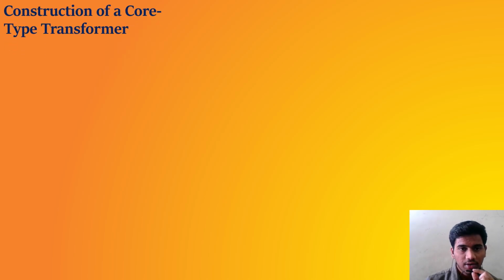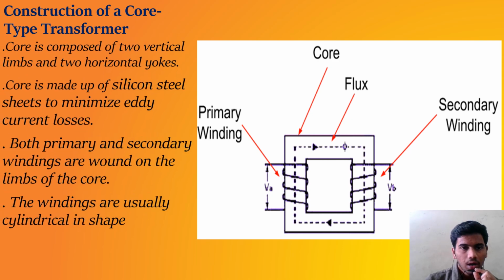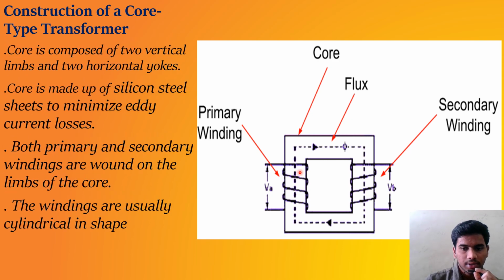Coming to the construction of a core type transformer. Core is composed of two vertical limbs. You can see that these are two vertical limbs and two horizontal yokes. These are the yokes. Core is made up of silicon steel sheets to minimize eddy current losses. Both primary and secondary windings are wound on the limbs of the core. You can see in the picture that primary and secondary windings are attached to the limbs of the transformer. The windings are usually cylindrical in shape, so that the flux is generated in both primary and secondary winding.